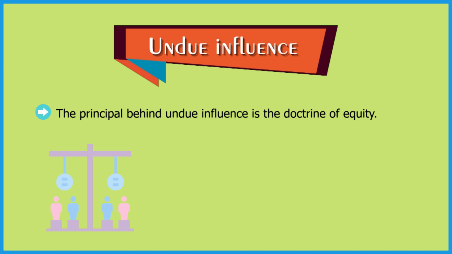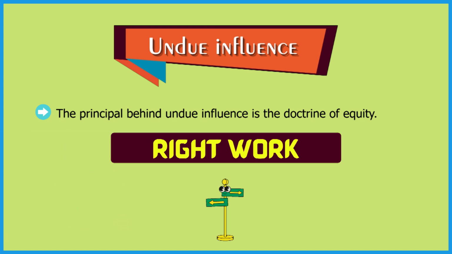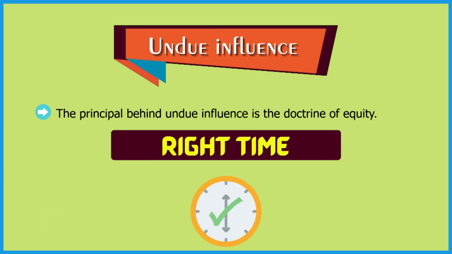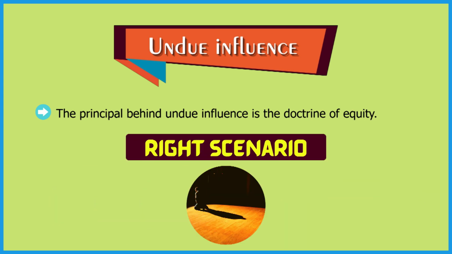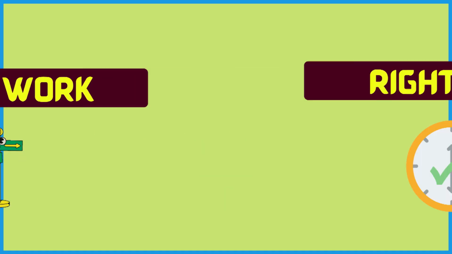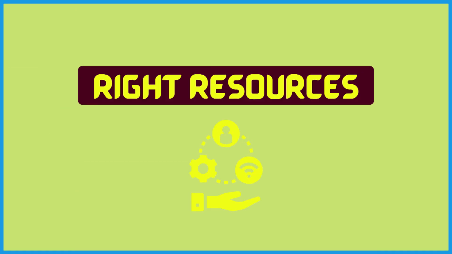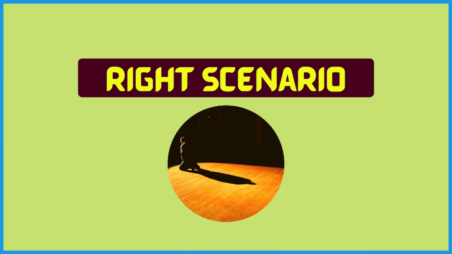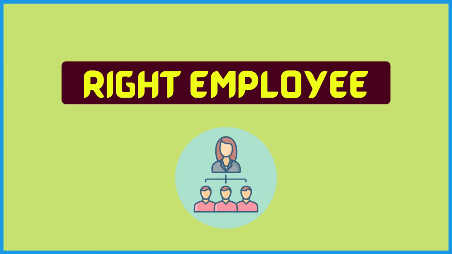Where everybody is to be treated as equal, responsibilities, right work at the right time, with the right scenario, in the right spirit is done. So the doctrine of equity purports these 5 rights. Right work at the right time, with the right resources, in the right scenario, and to the right employee.